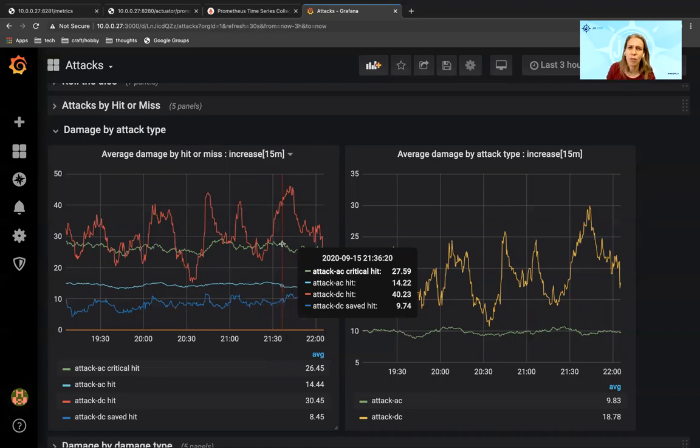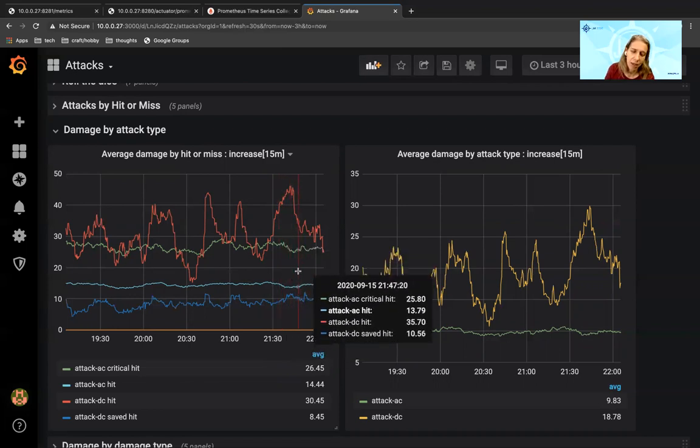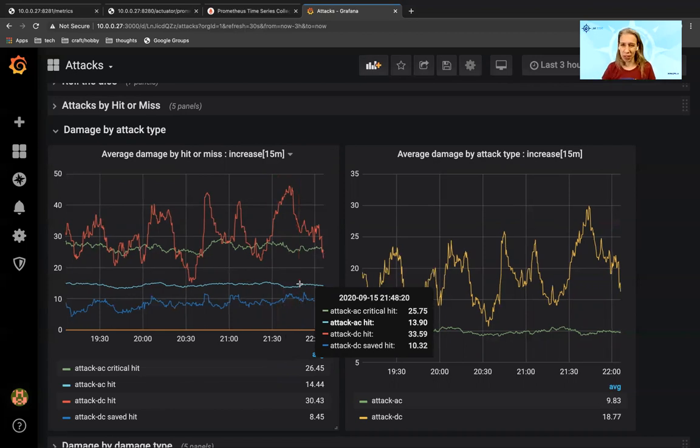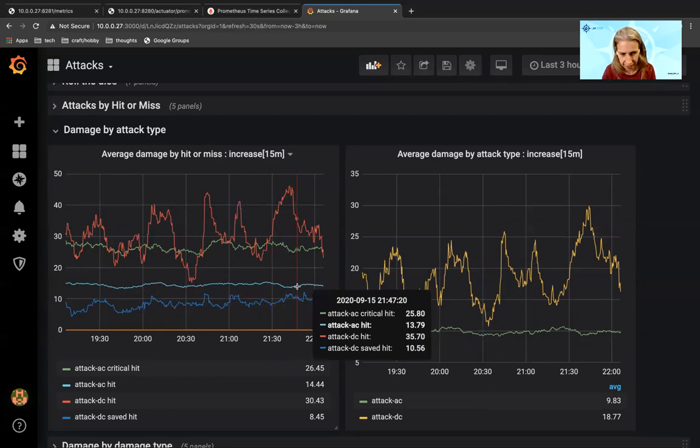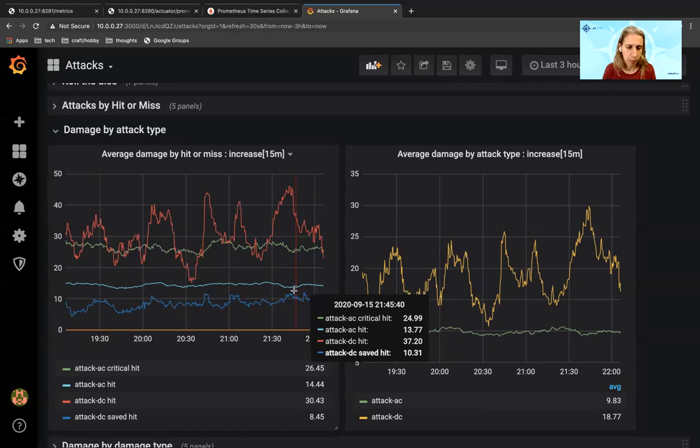Because crits, you don't always know. It's not going to be a strict double, because it doesn't always happen. Your 20s only happen sometimes. So you don't know where on the AC level it was when it had the double. So your critical hit average is not exactly double of the hit damage, if that makes sense. I'm saying it badly. That's okay.